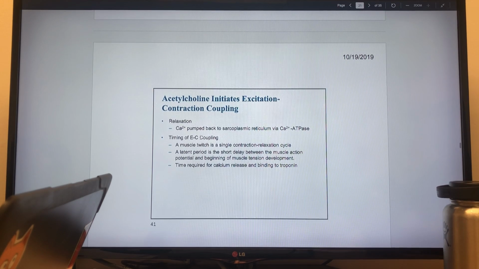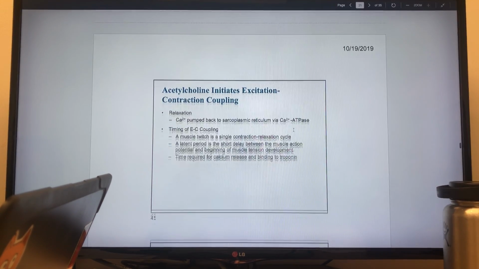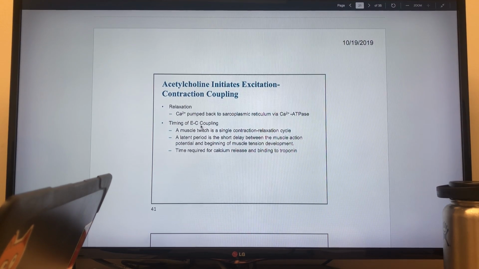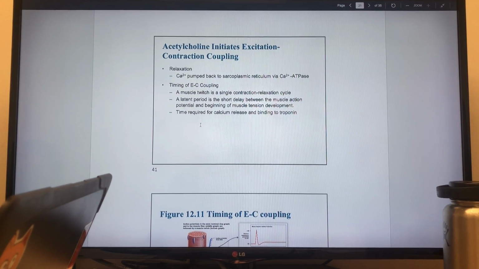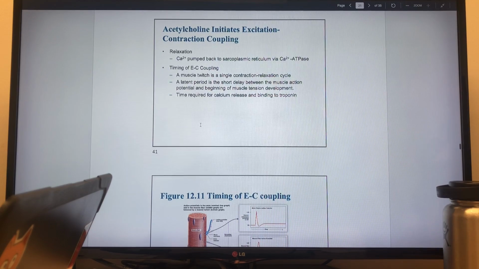So here's just what I was saying. Calcium's pumped back via the ATPase. Okay, this is when I get lost. The timing of EC coupling. Yeah, this is the exact moment. So this is the part where, let me see what I said exactly in my notes because I don't want to give you the incorrect info.